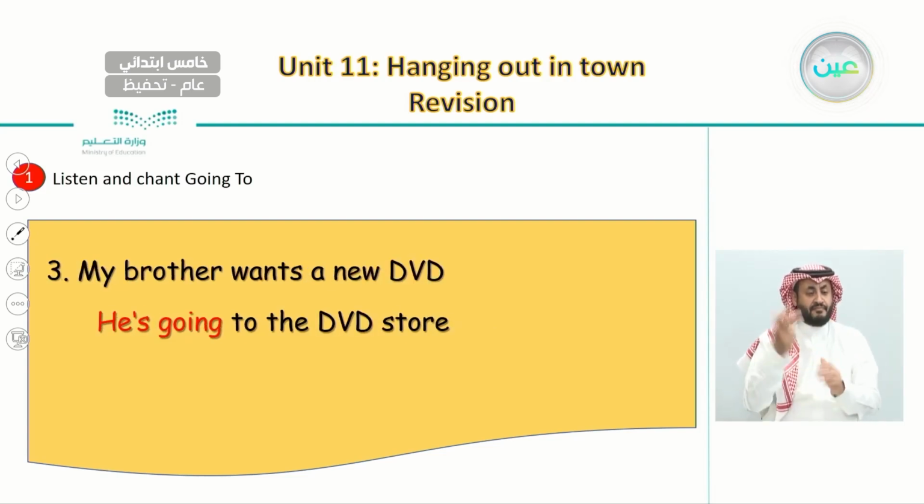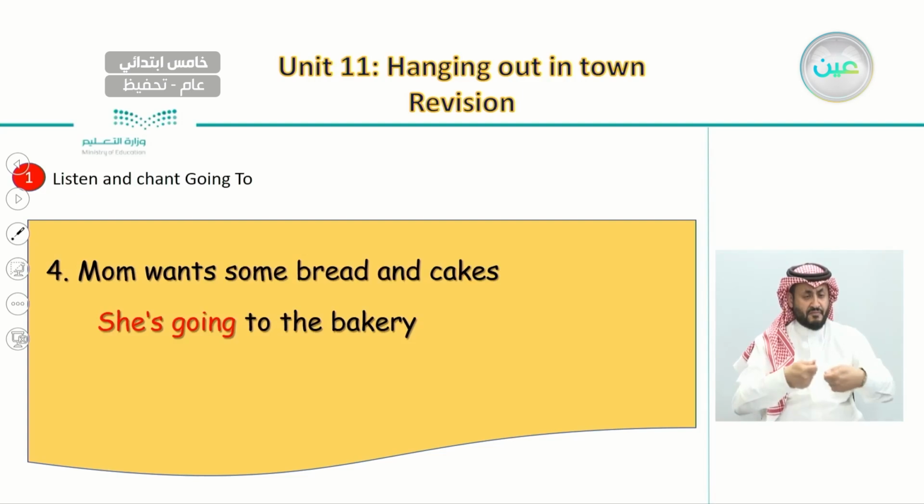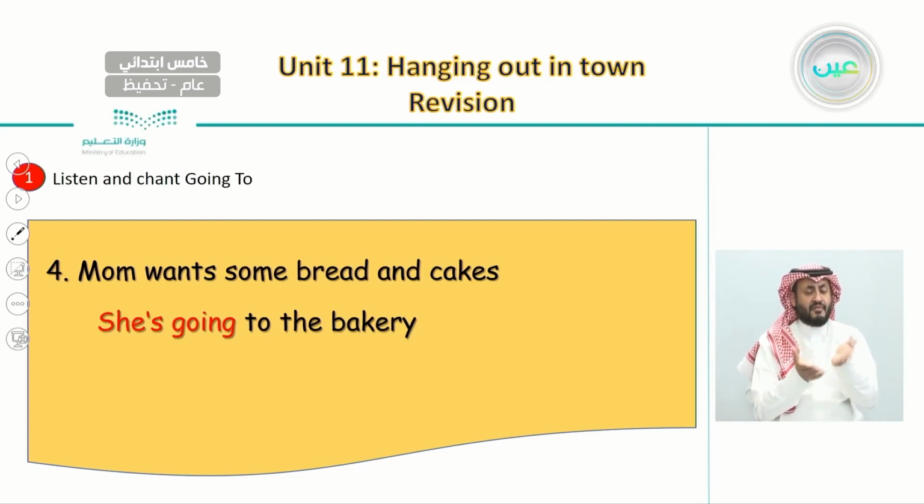Number 3. My brother wants a new DVD. He is going to the DVD store. Number 4. Mom wants some bread and cakes. Well, she's going to the bakery.